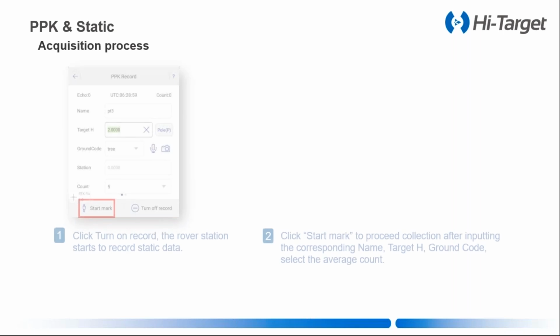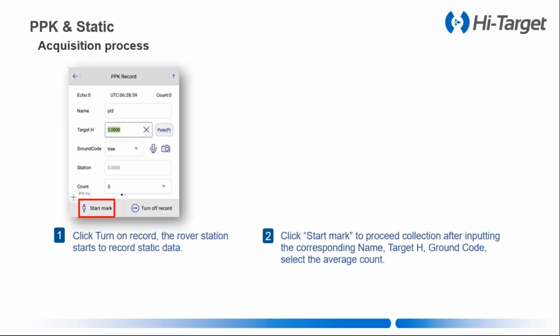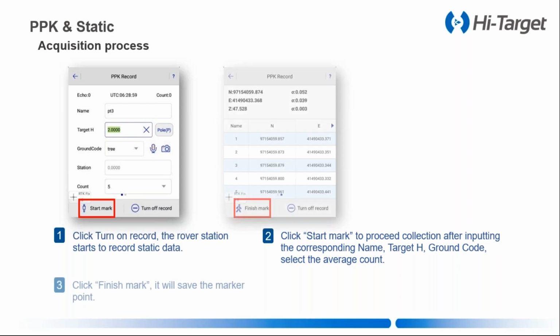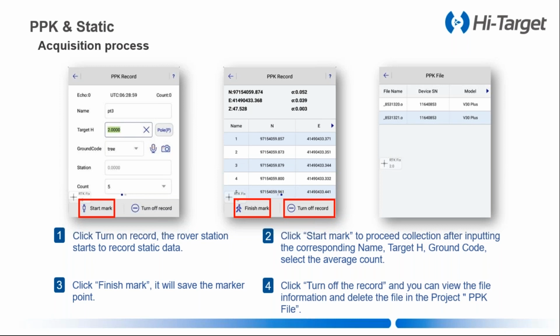How do we use the PPK mode? It is very easy to do. Press turn on record, and the rover starts to record static data. Click start mark to arrange a point. When we click finish mark, it will save the mark point. When we turn off record, we can view the file information and delete the file in the project PPK.